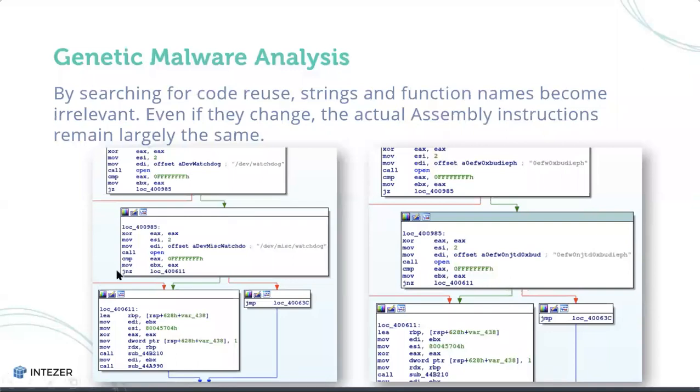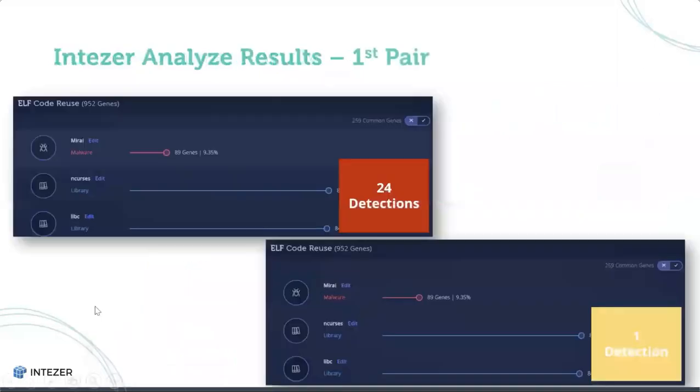And within the technology, we don't really look at strings as relevant detection artifacts. We look at the code itself. So if we remove strings from the equation, as you can see here, the code is absolutely the same. And to buttress this point, let's see how this looks in Intezer Analyze.